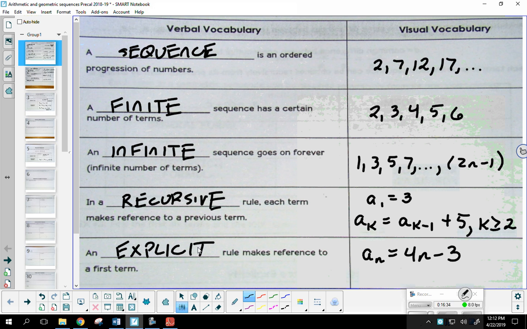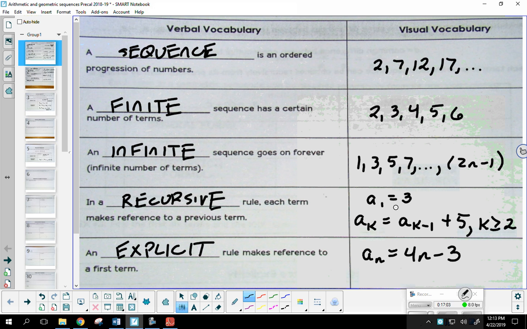So basically, in a recursive formula, if I want the 50th term, I have to start with the very first one and go all the way to the term that I'm looking for. So if it's something small, like maybe the 5th or 10th term, recursive formulas are really good in that respect. But if you're wanting the 100th or the 200th term, explicit is the way you're going to want to go, because you don't want to sit there all day and list these out.